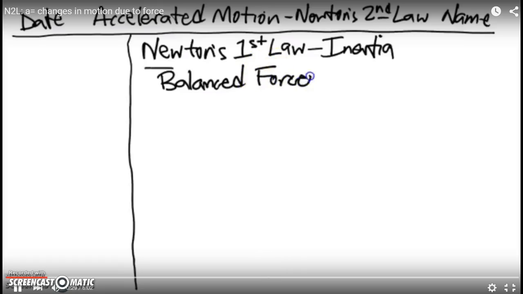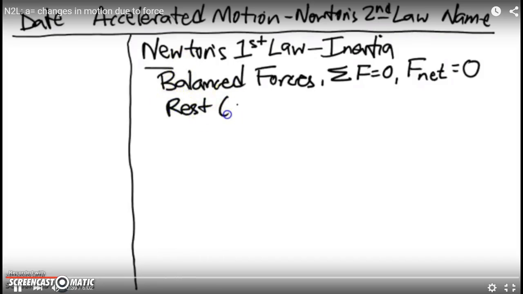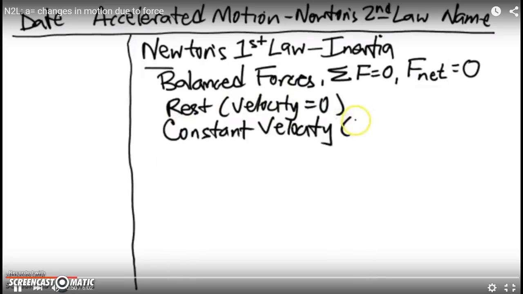We can also say that that's when our sum of forces is equal to zero, or you may also see it as when our net force is equal to zero. What are the two conditions that this applies to? One is when an object is at rest and continues at rest. Another way we could say that is when velocity is equal to zero. And the other condition is when we have constant velocity, or no change of velocity.